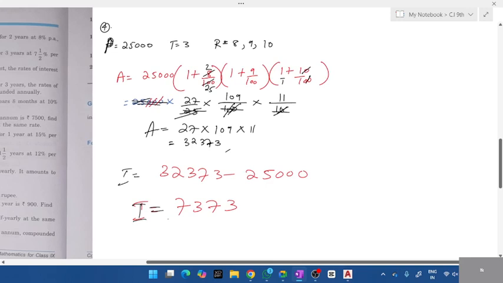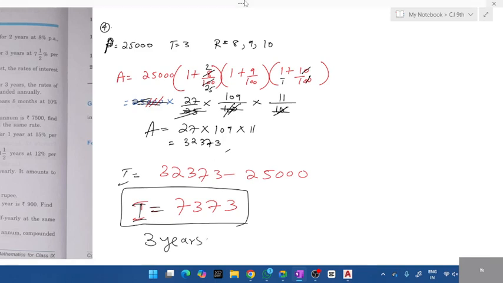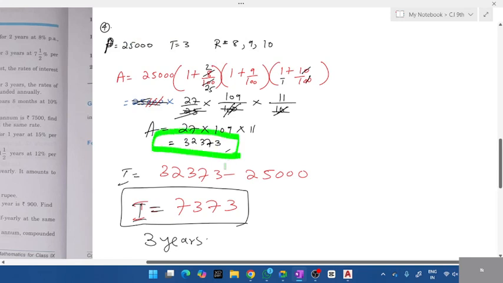What is this interest, student? Is it every year interest or overall interest shown here? This is the overall interest. Overall interest for how many years? 3 years. This amount, what about the amount? Is it for 1 year or for overall 3 years? For overall 3 years, fine.